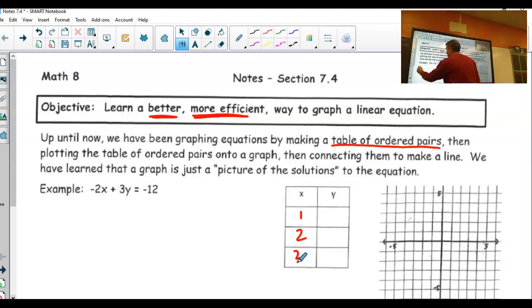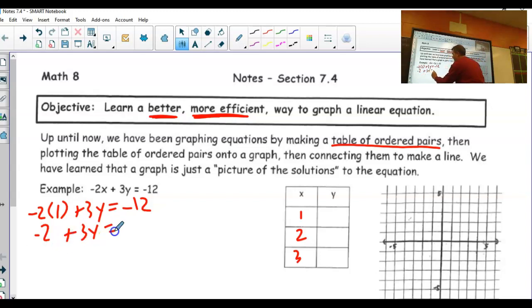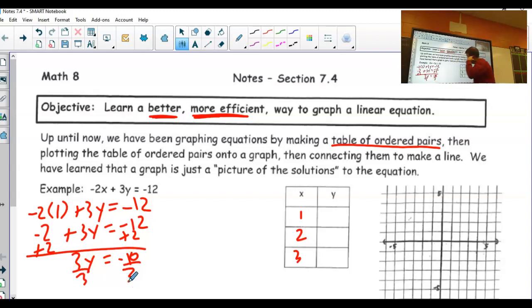And then we came over here and we put 1 in for x. And we solved this thing for y. So I got -2 plus 3y equals -12. And I added 2 to both sides and got 3y equals -10. And I divided by 3 and I got -10/3. Or if you like a decimal, that's like -3.3. Well, that's a yucky number to graph, but so be it, that's what I got.